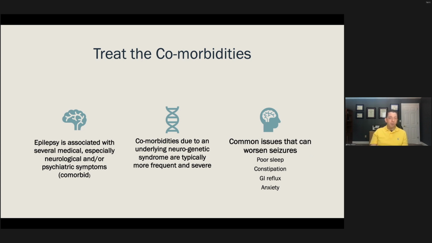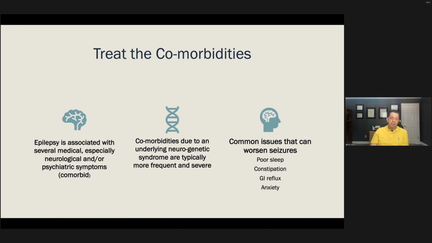So before we even get into the seizure-specific treatments, I think this is one of the most important things to emphasize. It's easy to think, well, the seizures are the important thing, so we're going to focus on that. We'll worry about sleep later. We'll worry about constipation later. But things like bad sleep and constipation can really worsen the seizures. So it's important to treat everything at once if possible.